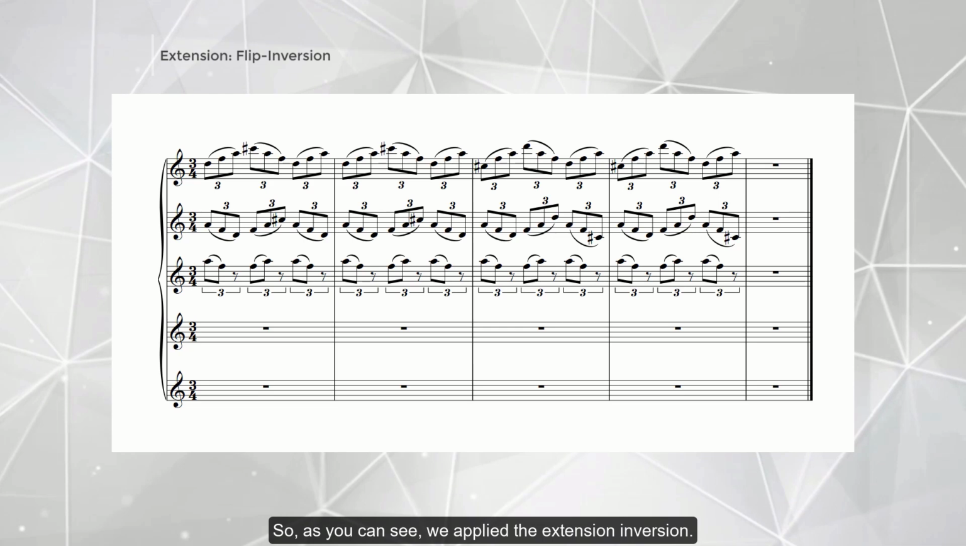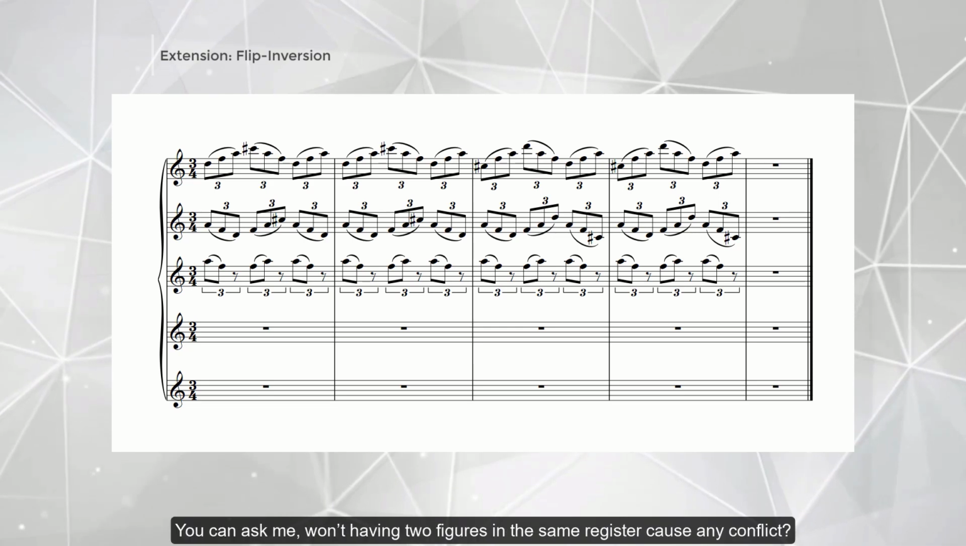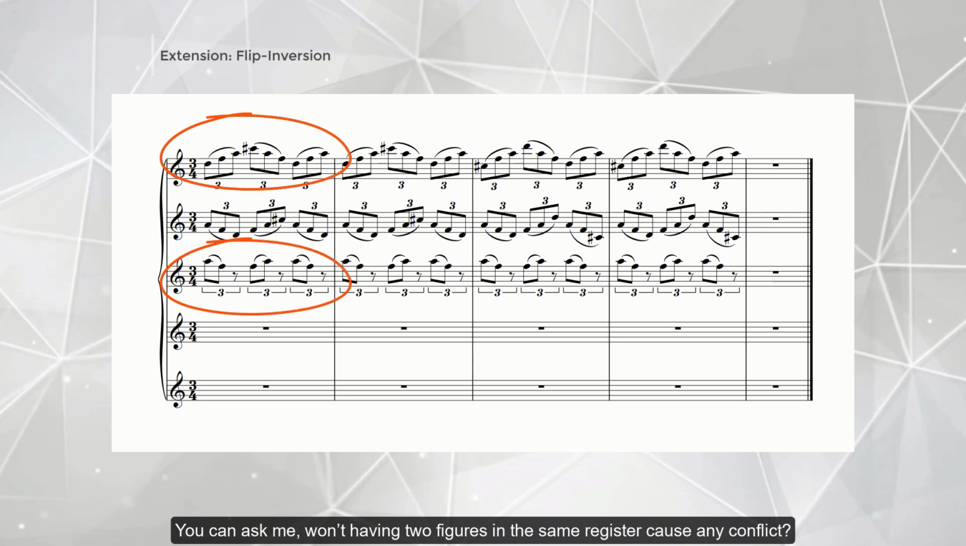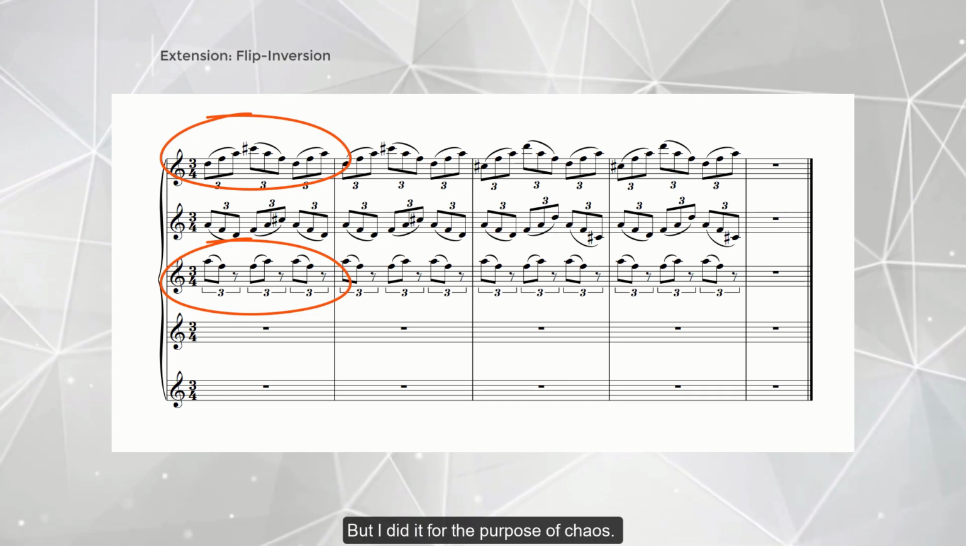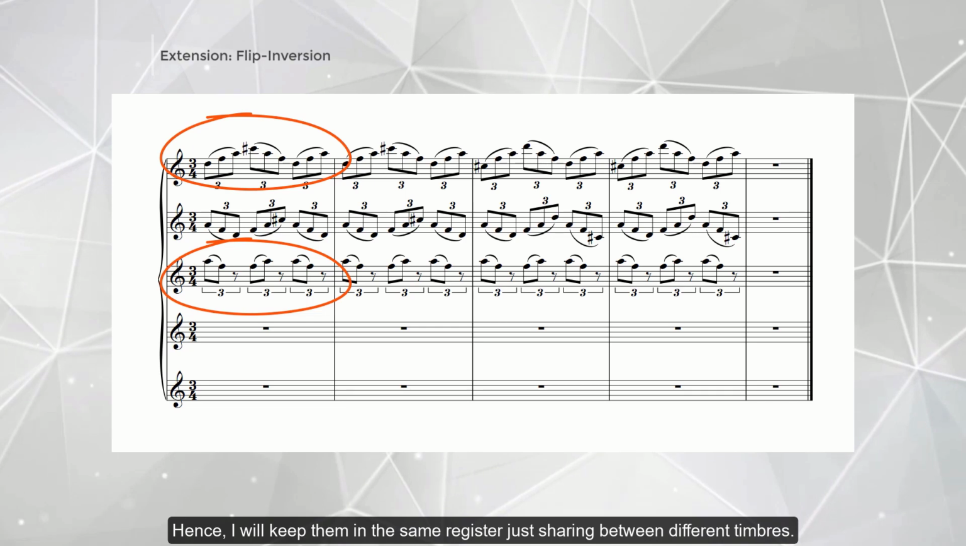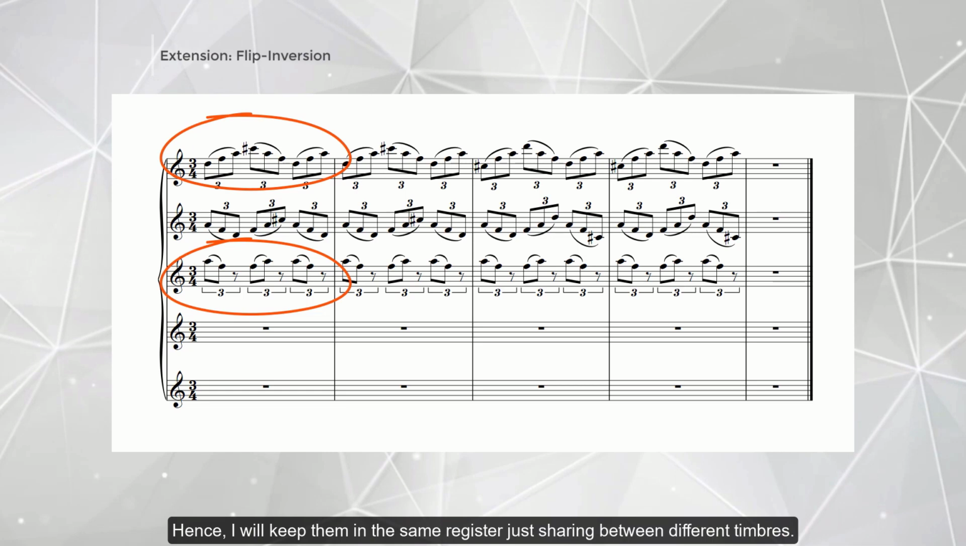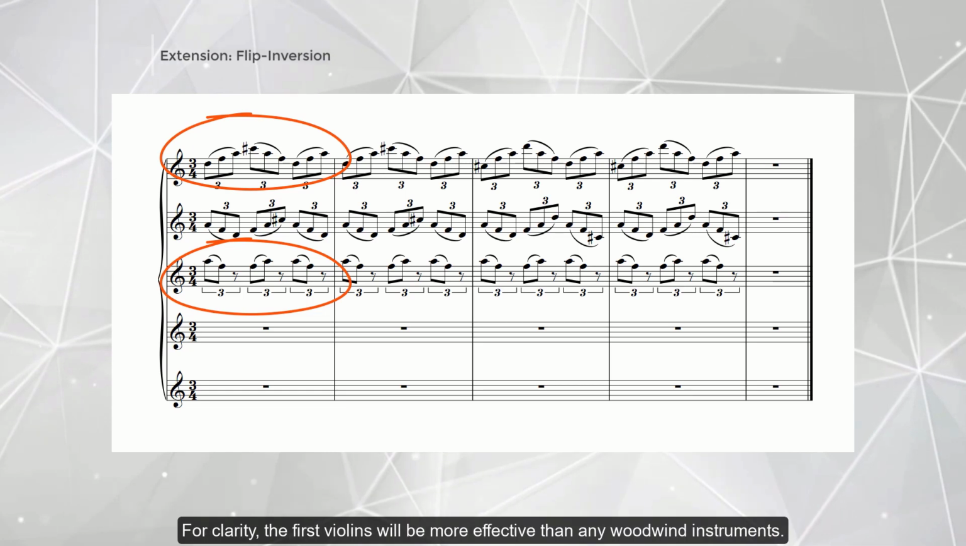So, as you can see, we have applied the extension inversion. You can ask me, won't having two figures in the same register cause any conflict? The answer is yes. But I did it on purpose to create chaos. Hence, I will keep them in the same register, just sharing between different timbres. For clarity, the first violins will be more effective than any woodwind instruments.